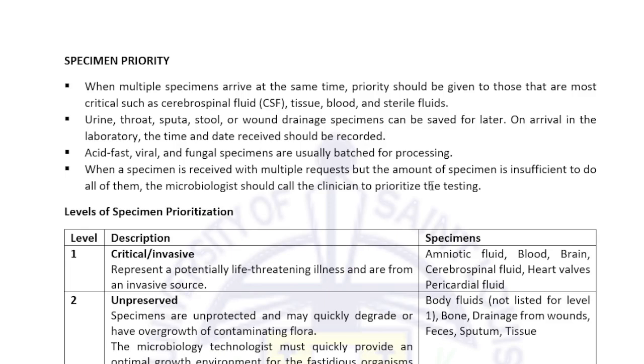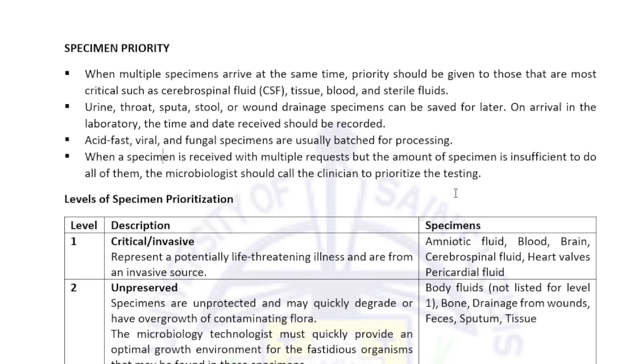Ganun siya ha. So when multiple specimens arrive at the same time, priority should be given to those that are most critical, such as CSF, tissue, blood, and sterile fluids. Urine, throat, sputum, okay, stool or wound drainage specimens can be saved for later. On arrival in the laboratory, the time and date received should be recorded. So this is very important, guys. Time and date received is very crucial for bacteriology specimen. Acid fast, viral, and fungal specimens are usually batched for processing. And when a specimen is received with multiple requests, but the amount of specimen is not enough, the microbiologist should call the clinician to prioritize the testing.